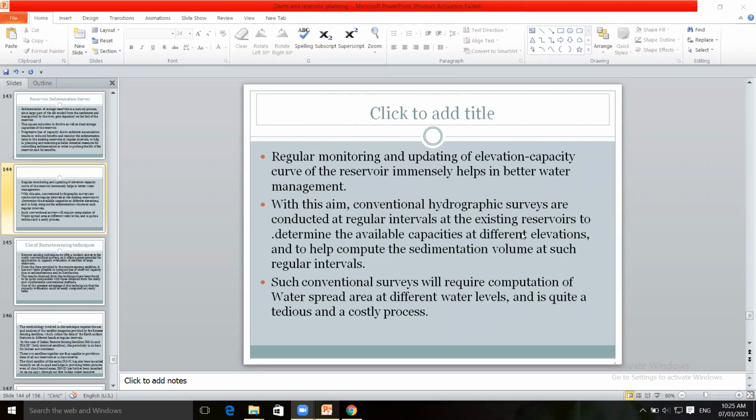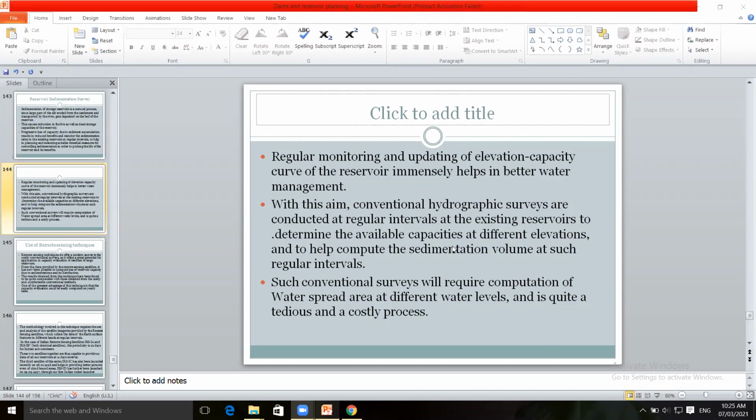The hydrographic surveys are carried out, how much is the discharge, by drawing this hydrographic curve, hydrograph, flood hydrograph. You will know the discharge at a particular time, per unit time. The graph is plotted between discharge through the river and time in years or in months. From that hydrographic survey, you can determine the capacity of the reservoir at different elevations. From that you can calculate the sedimentation volume at regular intervals.